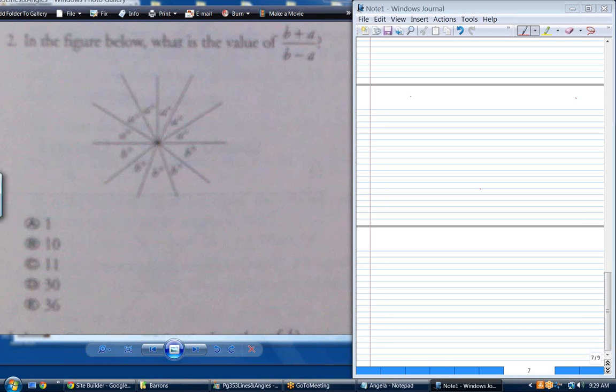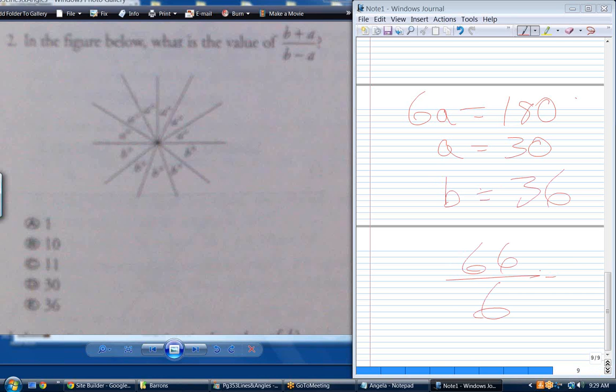So how do we solve for A? You said it already. Yeah, 6A equals 180, so 180 divided by 6. Okay. So A equals 30. Okay. What about B? And B equals 36. Now it's a piece of cake. Okay. 66 divided by 6 equals 11.